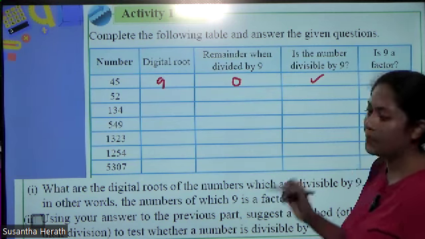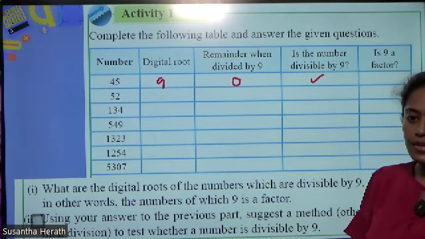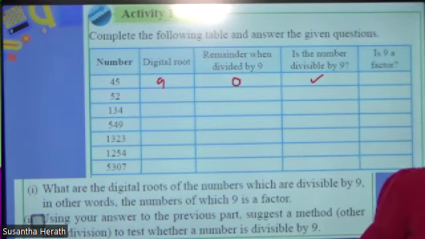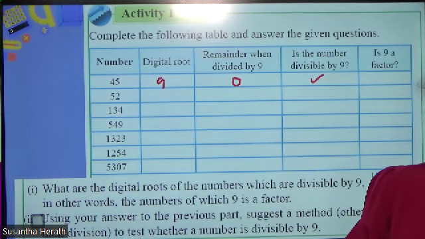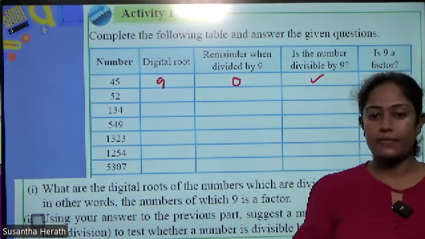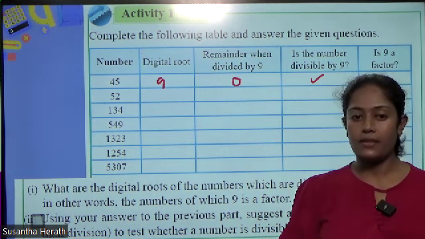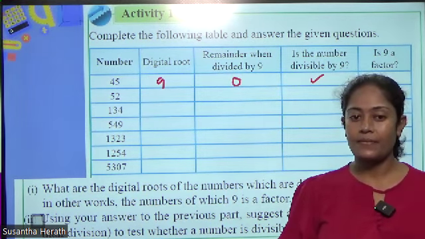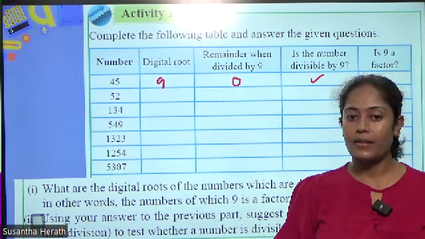You can put a tick here, right? If it is divisible by 9, you can put a tick. If not, you can put a cross. Is 9 a factor of 45? Do you know what factors are? Teacher, I have heard of it, but I couldn't understand.